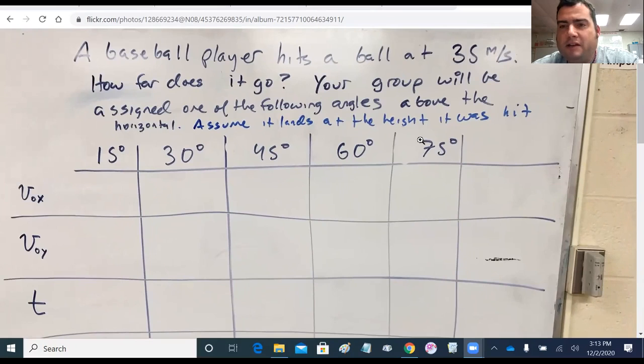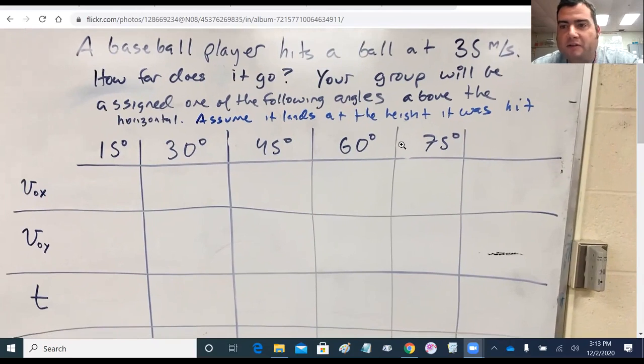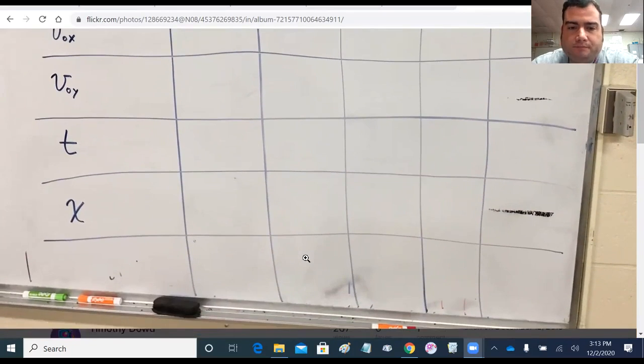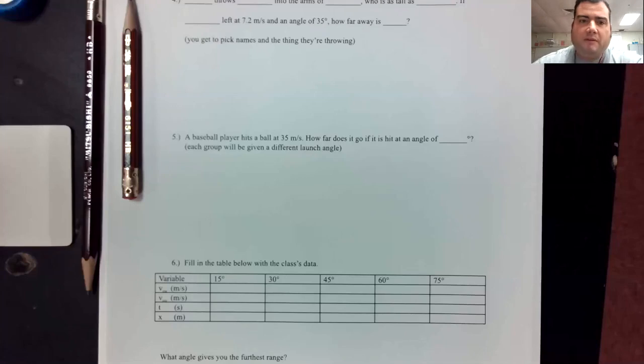So I'm going to now go through and solve this problem as an example. I'm going to pick 30 degrees as my example, but you may not have the 30. You may be assigned one of the other angles. After that, we'll take a look at what patterns we can see in the data, and we'll try to come up with a rationale behind any patterns. So as we always do when we're solving problems like this, we should really start with a picture.